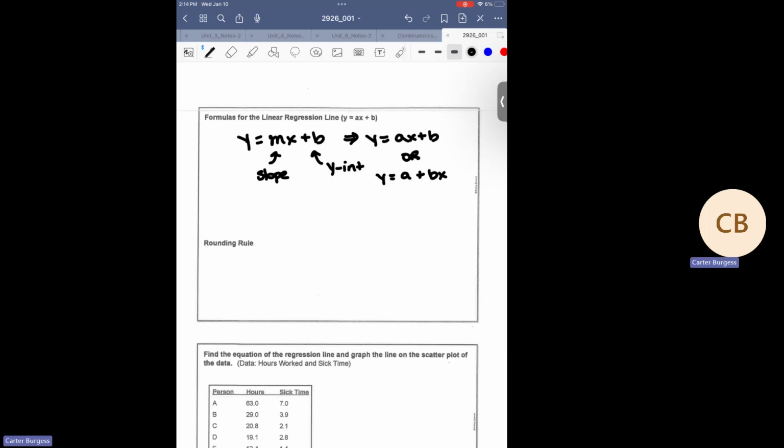You'll notice in your calculator, you have two different options for linear regression. One of them uses ax plus b, one of them uses a plus bx. If you run both of them and compare the results, you'll just see the a and the b are switched. Whichever one is attached to the x refers to the slope. Whichever one is not attached to the x does not refer to the slope. It refers to the y-intercept.